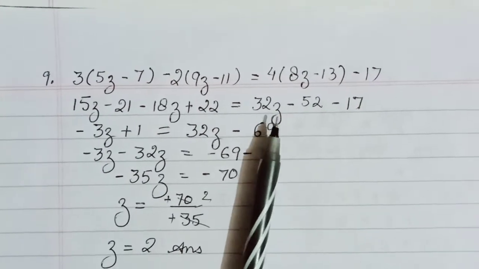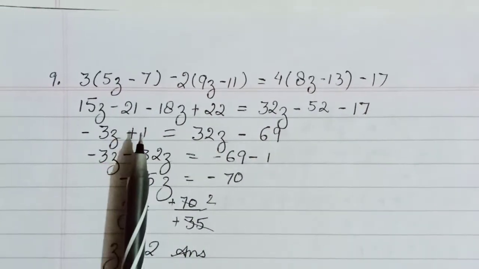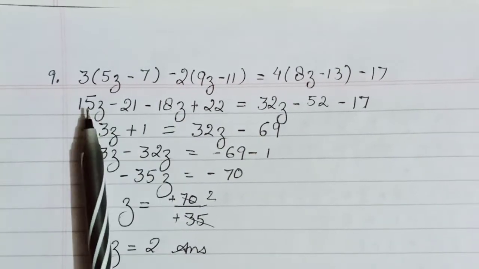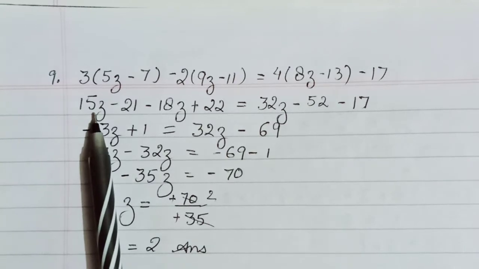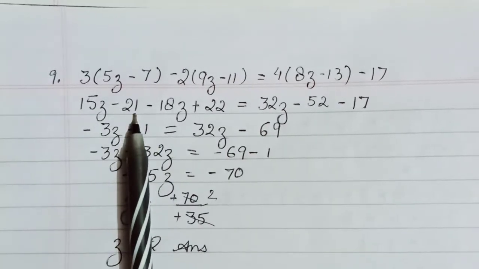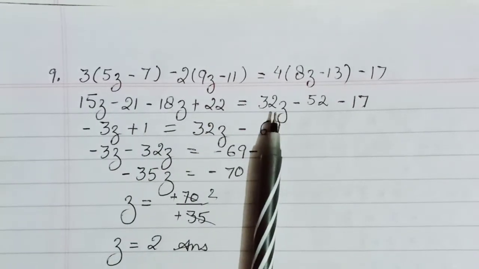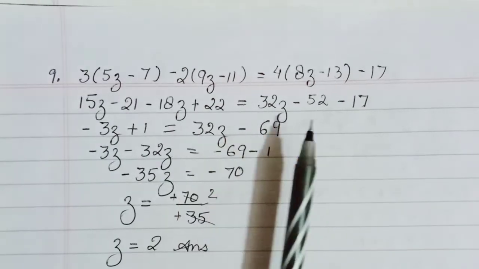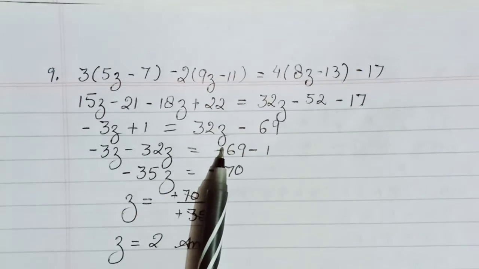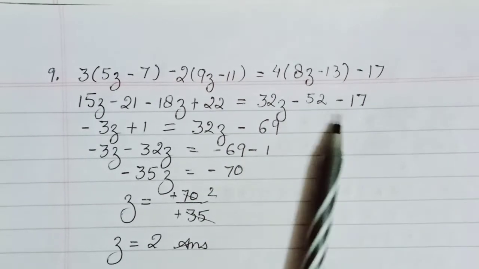Now again, all variables will be taken to the left side and numbers to the other side. First, you can do the calculations here. Let's put all the z's and the numbers together. That's plus 15 minus 18, which gives you minus 3, left over minus 21 and plus 22 gives you plus 1. And this side was the only one with a variable. 52 and 17, both being negatives, will be added up to give you negative 69. 7 plus 2 is 9, 5 plus 1 is 6.